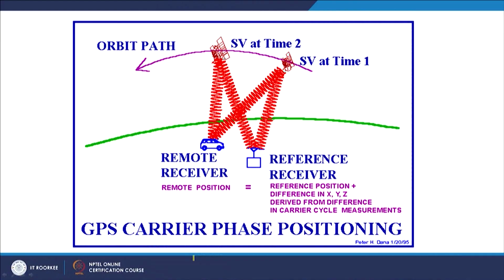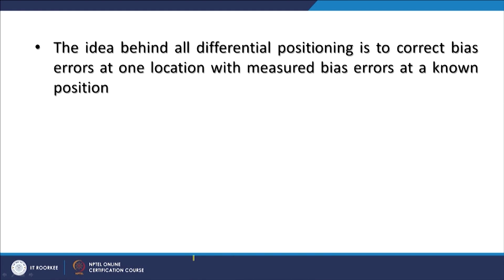Now, there are two ways of accessing signals or calculating the position. One is code based, another one is carrier based. We will also be looking in detail at the carrier based system, that is RTK, real time, later on. So, the idea behind all differential positioning is to correct bias errors at one location with measured bias errors at a known position. So, the measured bias errors are from the base station, and the errors at one location are from the rover station.